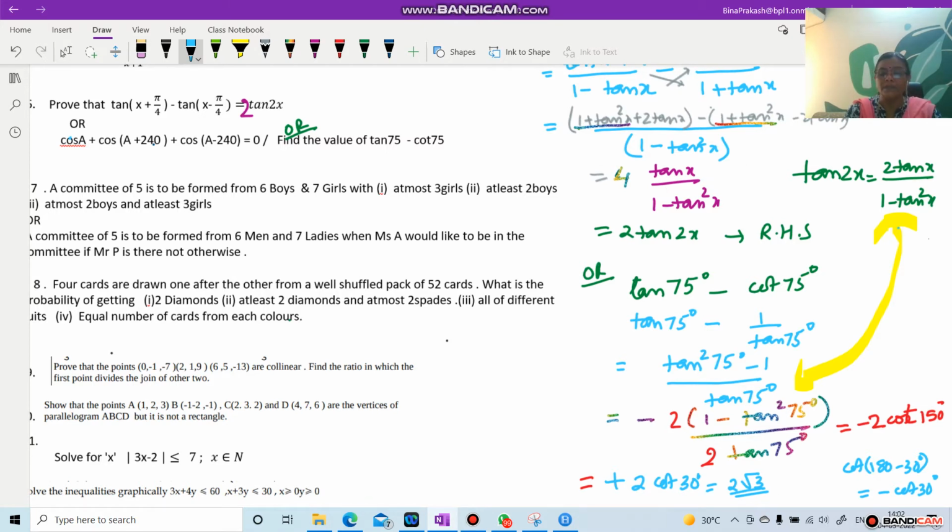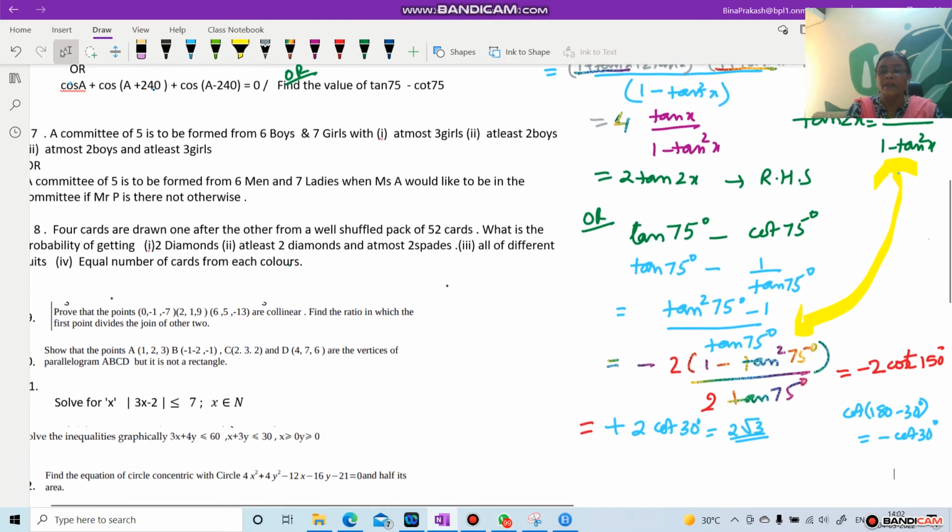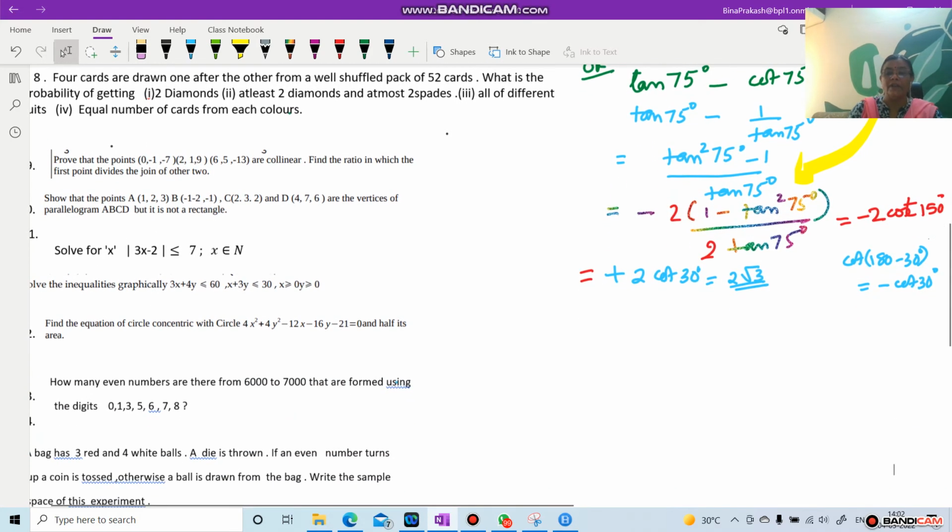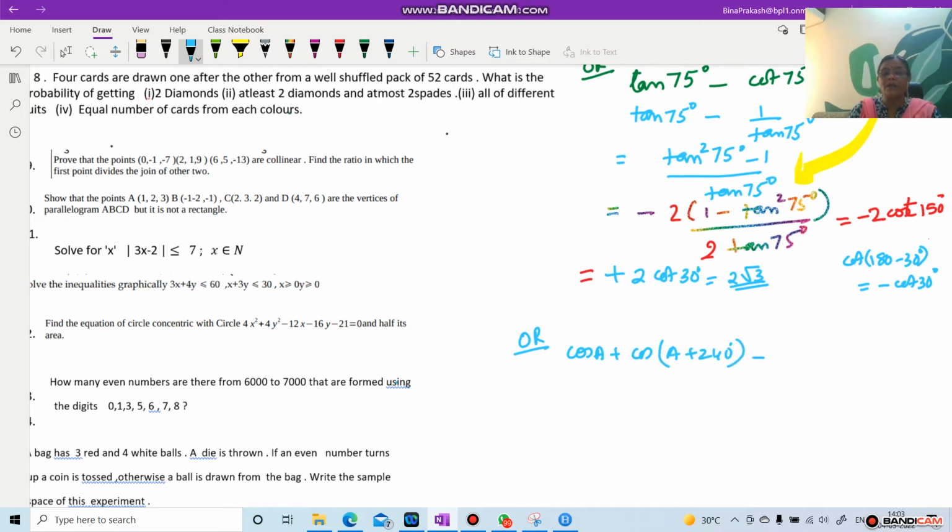The next one is the value of cos A plus cos A plus 240 degree plus cos A minus 240 degree. That's another optional question we have. So it's a sum of these cos functions. How do I add them up?